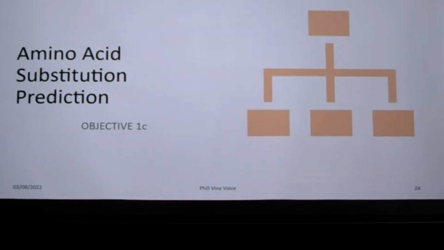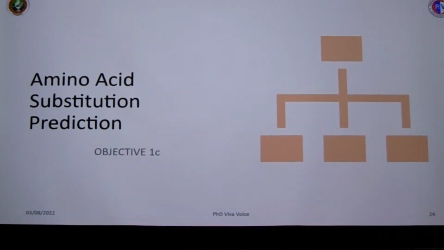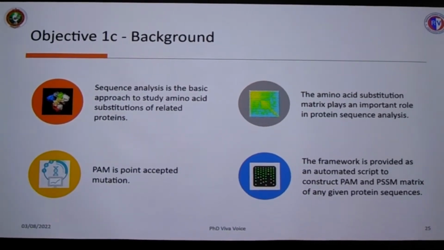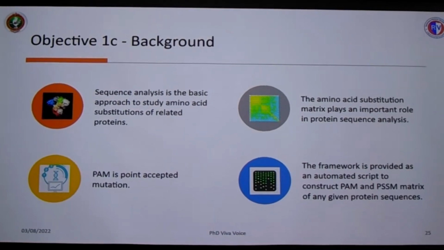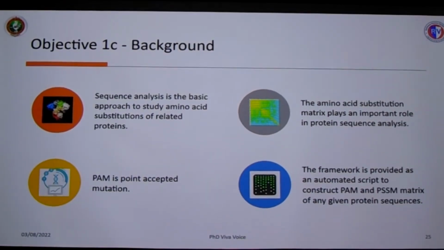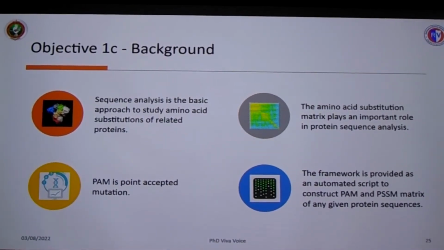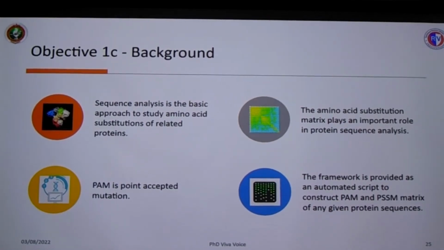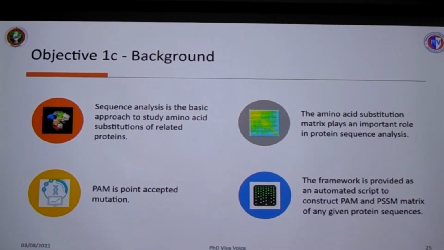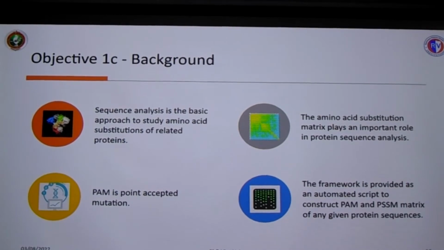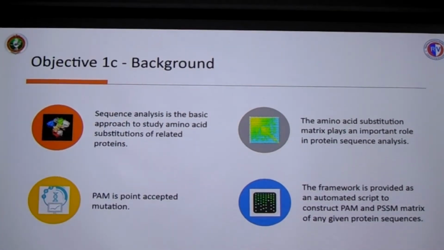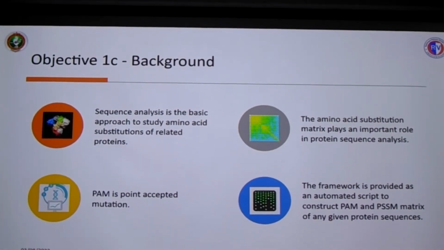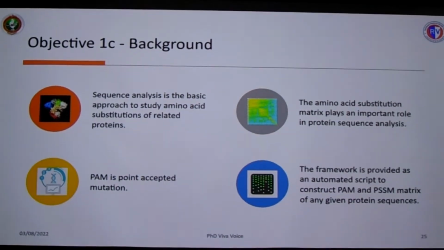So the last short bit of study from objective 1 is amino acid substitution prediction. We thought it would be very interesting to know how these mutations are happening at the protein sequence level as well. For that, we first utilized two approaches. One is the PAM approach, point accepted mutation, and another one is the PSSM approach, the position specific matrix.